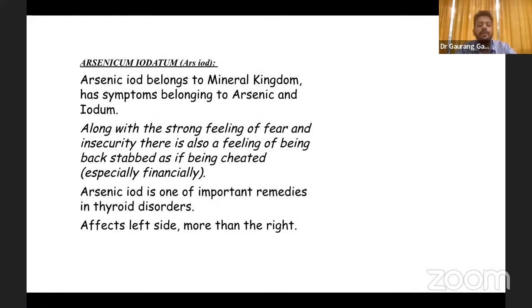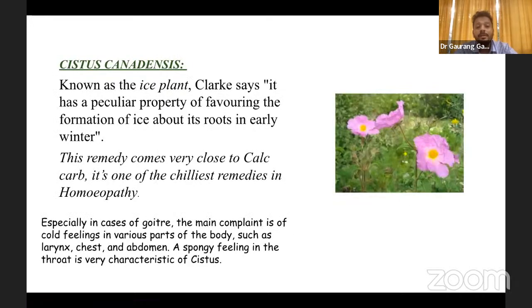And one of the last iodines, there are many iodines. We can go on for the next few hours to talk about it. Arsenic iodide. You see the state of insecurity, fear of Arsenic on one side, and feeling of being cheated, stabbed on another side. Arsenic iodide. So many remedies. We can go on.